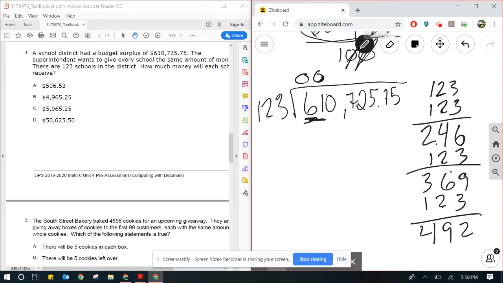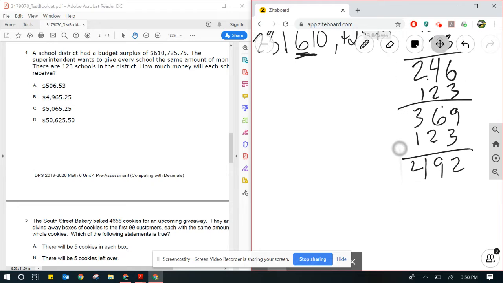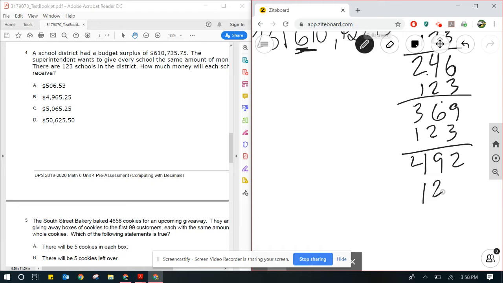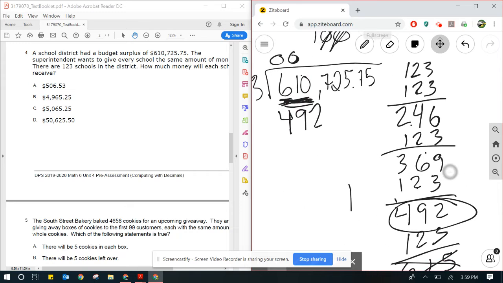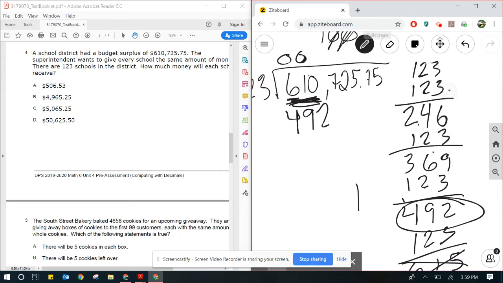All right, so let's try and do the next number. So I've got 123. This is 5, 11, and that's going to be 615. Oh crap, 615 is too much because we're just trying to get to 610. So that's too much. So I look back at 492. I've got 1, 2, 3, and 4. So I put a 4 up here.